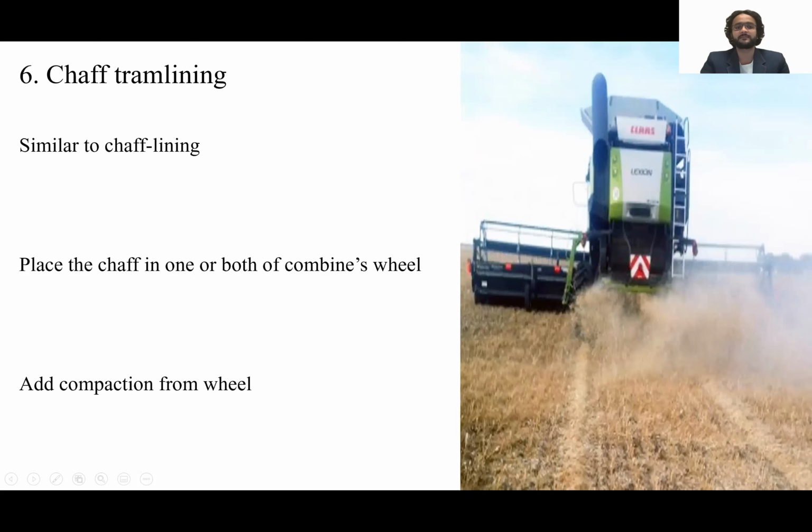Then comes chaff tram lining. This tactic is very similar to chaff lining. However, the only difference in this tactic is it places the chaff in one or both wheel tracks of the combine, so that all the spread chaff can be compacted, and it is a very useful tactic in a controlled traffic system.